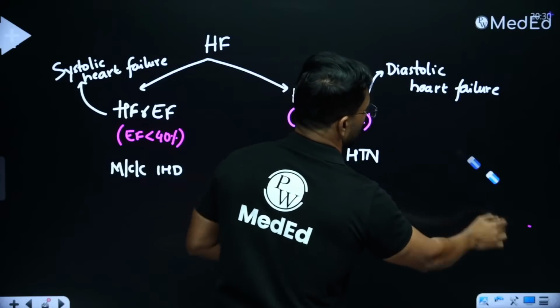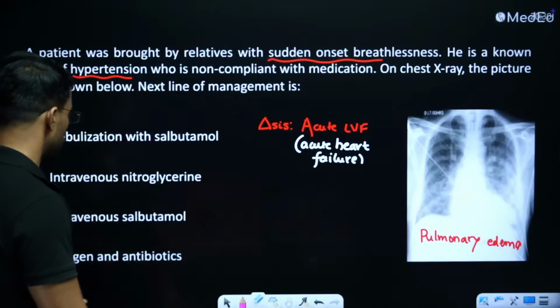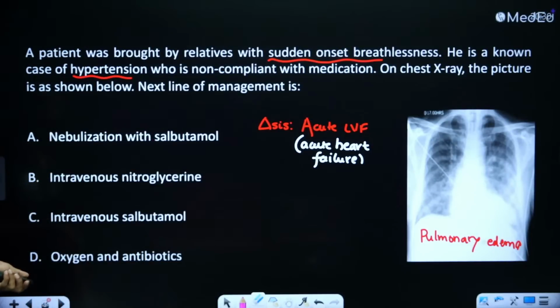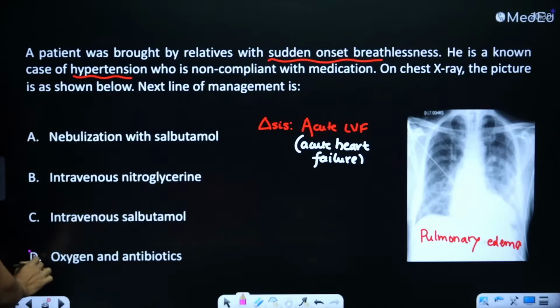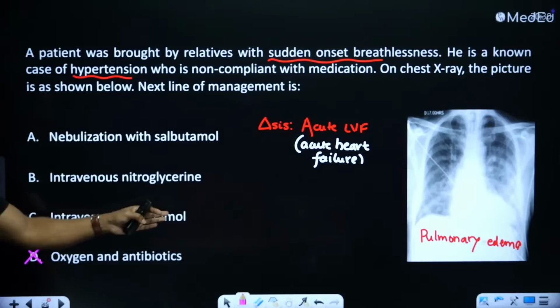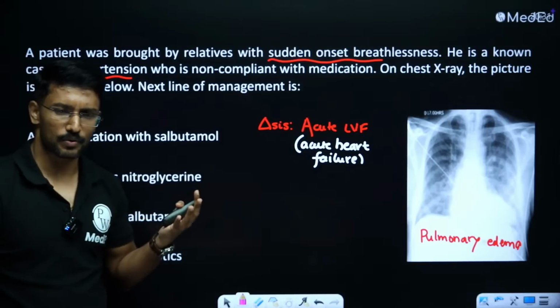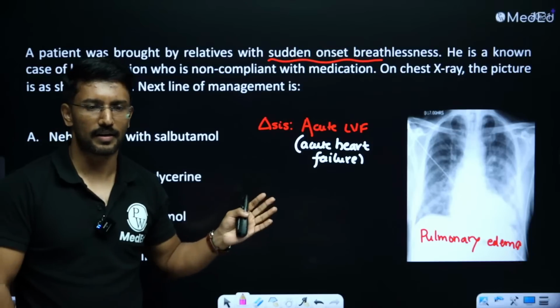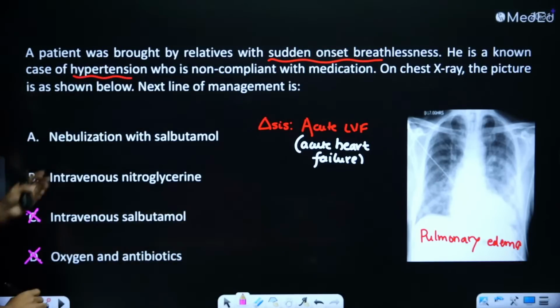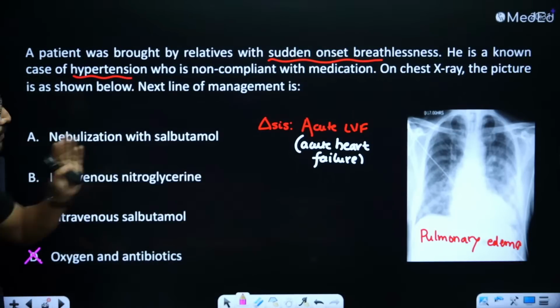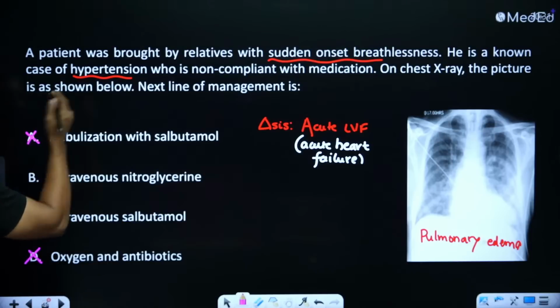So now let us go back and see the options and choose the one. What can be the right answer here? Oxygen and antibiotics is not the answer, because we are not thinking of pneumonia, right? Intravenous salbutamol, no, the salbutamol being a sympathomimetic, it will increase the heart rate, worsen the patient's condition, right? That's not our answer. Nebulization with salbutamol, no, we are not dealing with an asthma attack, we are dealing with a heart failure.